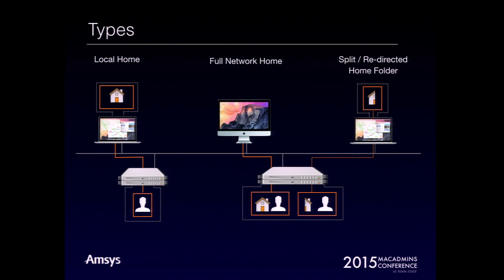The other options are the full network home folder, where the home folder is stored on a file server only, and no data is stored locally on the machine. And then on the right-hand side is something that we don't typically do, but we've seen lots of places that do, where they just redirect some of the folders to the network. So it's a local home folder, but then they'll redirect, like, desktop and documents to the file server, which kind of makes it like a full network home folder, really. But it seems to be a bit of a compromise and seems slightly more stable than using the full network home folder.